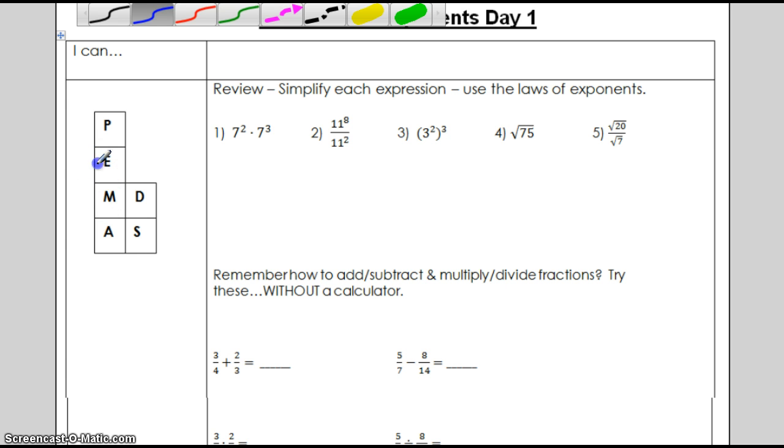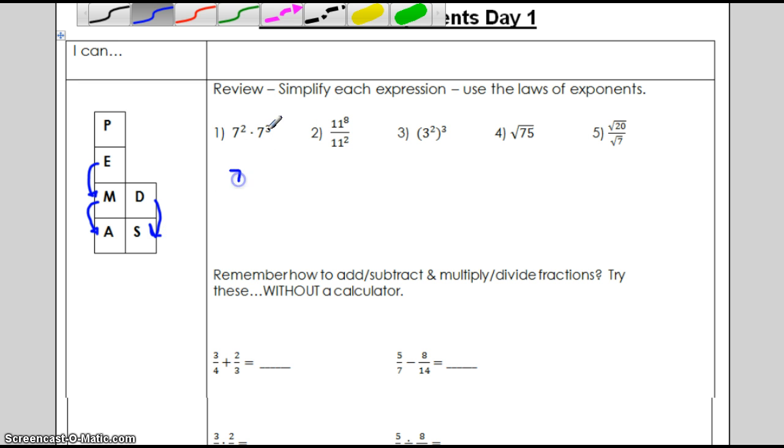If you have exponents, you're going to multiply those exponents, meaning parentheses, power to a power, you multiply them. If you are multiplying and you have exponents, then you add the exponents. So multiplying, like this first one, we add the exponents. If you have division, you subtract the exponents.